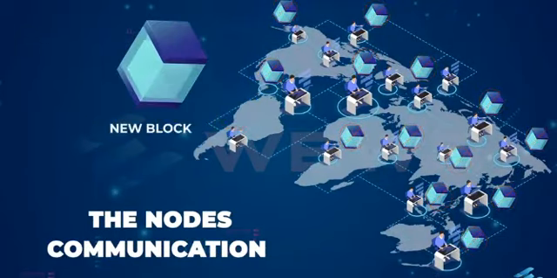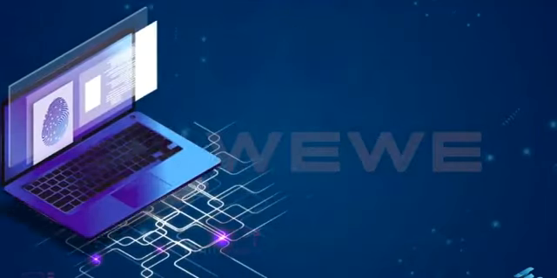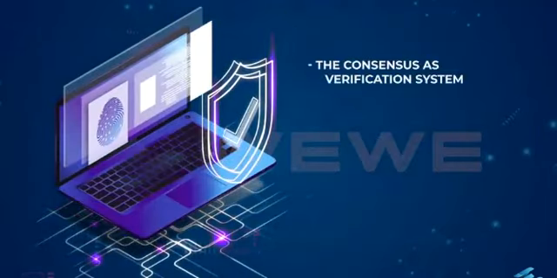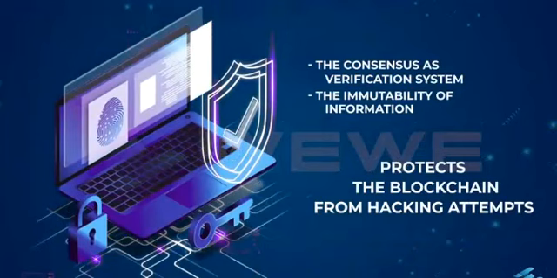A block correctly entered is accepted by the majority of the network and achieves consensus by all network nodes. The consensus as verification system and the immutability of the approved information protects the blockchain from all sorts of hacking attempts.